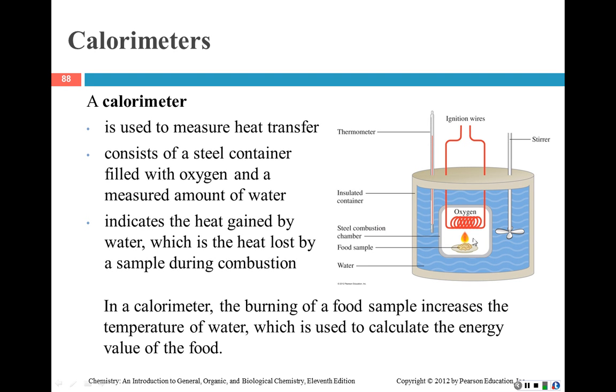You're going to burn it, and you're going to see how much heat is lost when you burn that food by measuring that change in temperature, that delta T. Because when you burn the food, it increases the temperature of the water because the heat's transferred out to that water, and you use that change in temperature to calculate the energy value of the food. So that's where they come up with how many calories of this or that is in your certain foods.